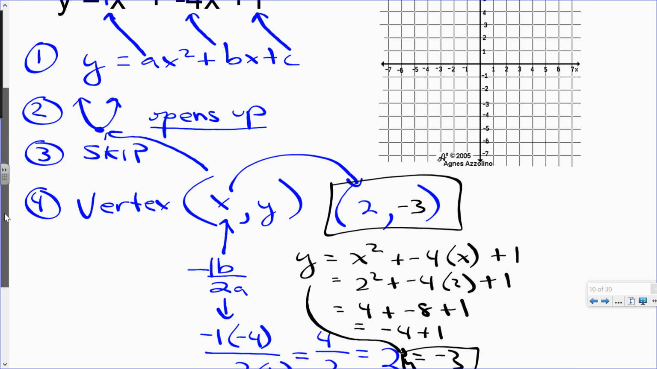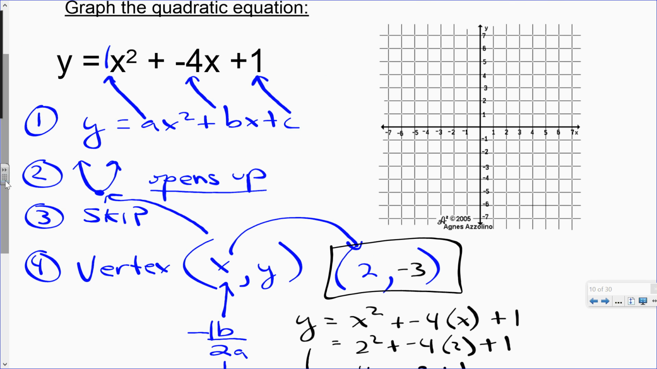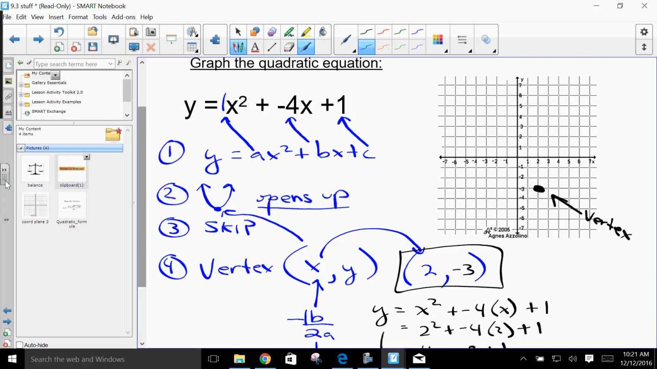Grab your coordinate plane, and let's plot this point, 2, negative 3. I'm going to plot it right now. Plot it with me, 2, negative 3. There's my vertex. I'm going to put a little arrow here. Do this on your graph paper now. That's why I've got the graph paper. Pass it out. Take a minute to go ahead and draw a nice x and y axis. One whole big one. Take up the whole first side.